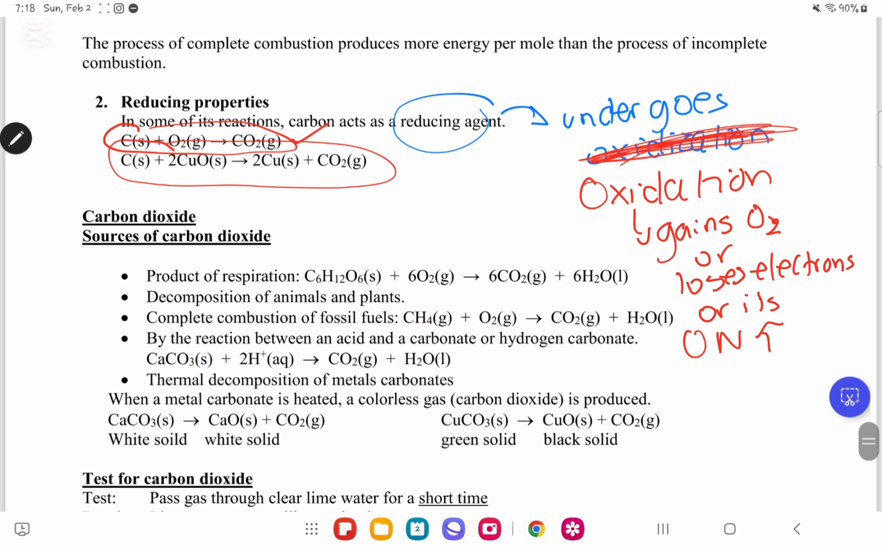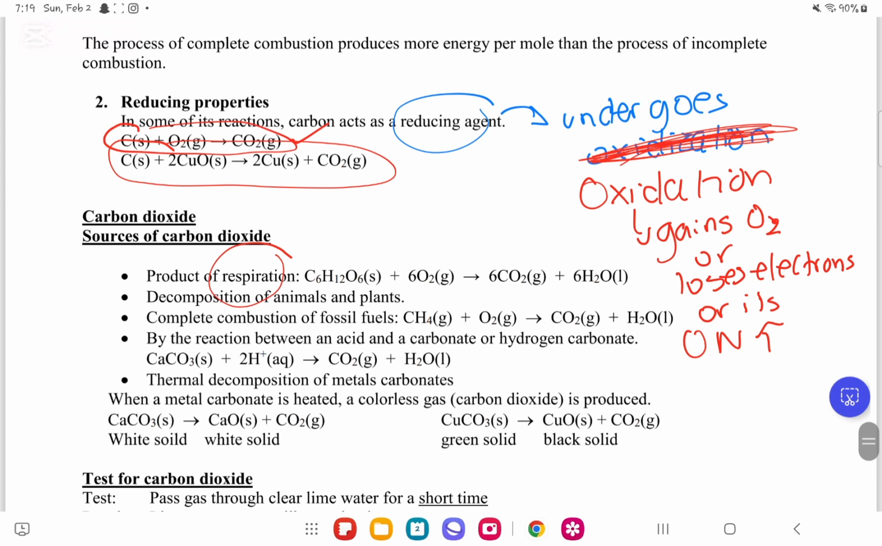Okay, so now we're discussing carbon dioxide. We need to discuss sources of carbon dioxide. Some sources of carbon dioxide include that it's a product of respiration. So what is respiration? It uses sugar plus oxygen to form carbon dioxide and water. Then it's the decomposition of animals and plants. When animals or plants die, they release carbon dioxide. Complete combustion of fossil fuels. If fossil fuels combust completely, they will form carbon dioxide and water.